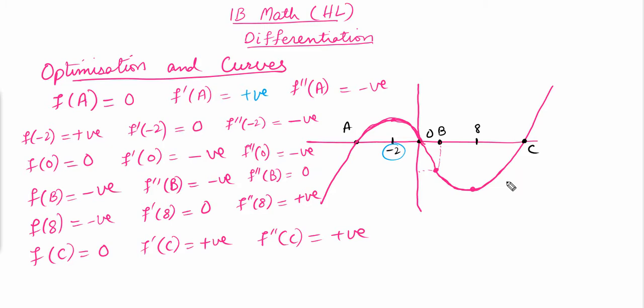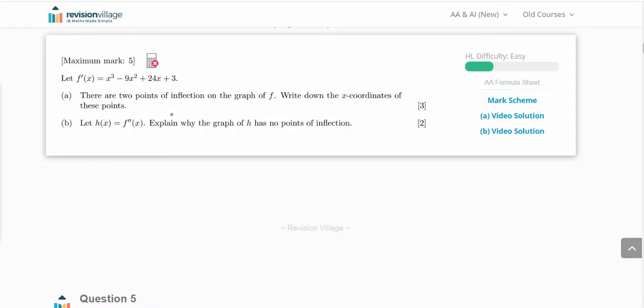Now let's move on to some exam related questions and let's see how it goes. Alright, so here we have an exam related question for differentiation. This question says: let f dash of x equal x cubed minus 9x squared plus 24x plus 3. There are two points of inflection on the graph of f. Write down the coordinates of these points. So we have to find the coordinates of the points of inflection.